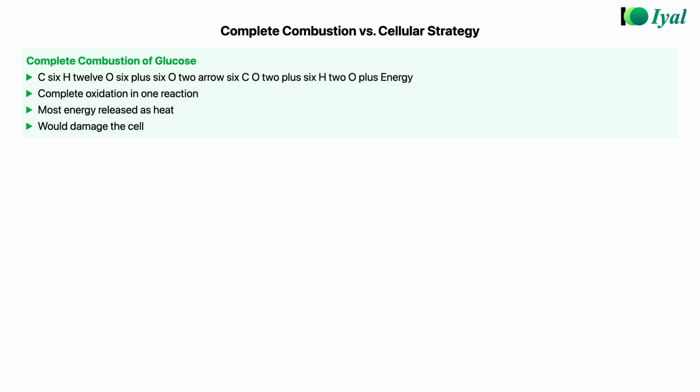Now see, if we were to completely burn glucose, like we burn fuel in a furnace or petrol in a car engine, the complete combustion equation is this. One glucose molecule adds 6 oxygen molecules, and what we get? 6 carbon dioxide, 6 water molecules, and a huge amount of energy. But here is the problem. Most of this energy is released as heat, not useful heat for making ATP, just wasted as thermal energy. And all this heat in one shot would literally cook the cell, destroy it.